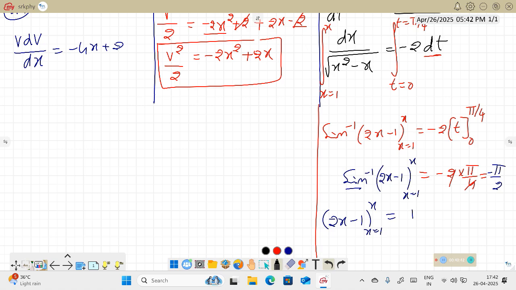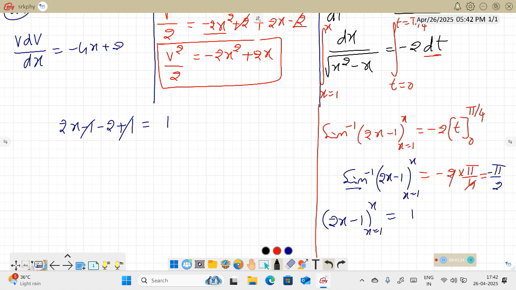So if you solve this one, how much are you going to get? 2x minus 1, from x equal to 1 to x, I can write as 2x minus 1 minus 2. Minus of minus becomes plus, and 1. And this value is equal to how much? That is equal to 1. If you solve this one, plus 1 minus 1 cancel.